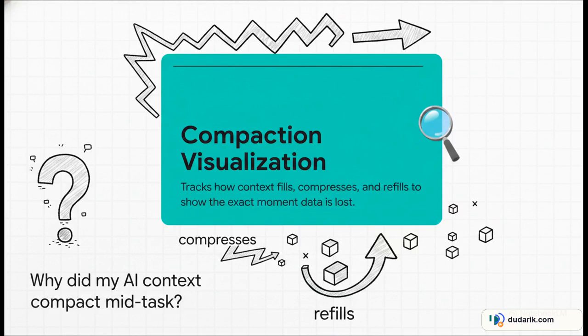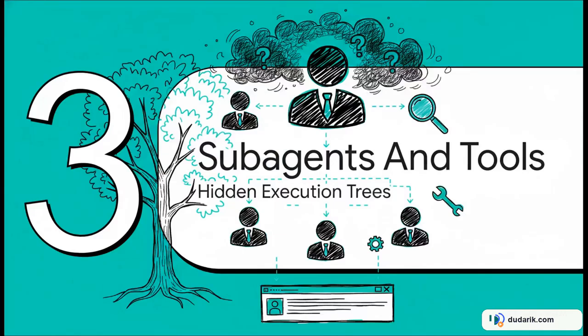It finally answers that incredibly frustrating question: why did my AI's context just compact mid-task, and what specific instructions did it forget? You get to see the exact moment your data drops off, so you can actually adjust your workflow to fix it. Section 10.